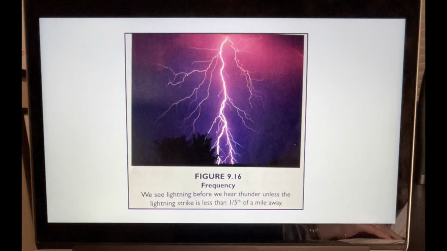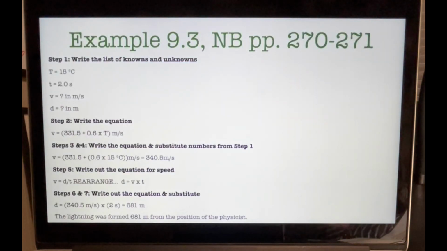However, as a result, you often do not hear the thunder until much later. All right, example 9.3. A physicist is watching a thunderstorm. She sees a flash of lightning and then hears a thunderclap 2 seconds later. If the air temperature is a cool 15 degrees Celsius, how far away from the physicist was the lightning forming?